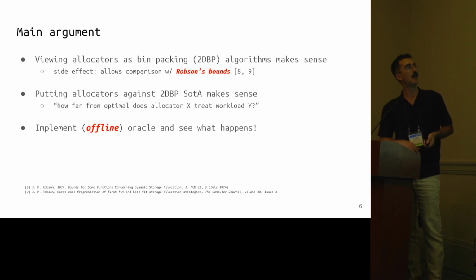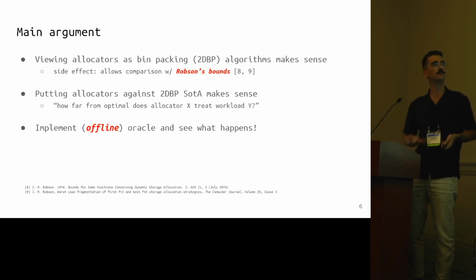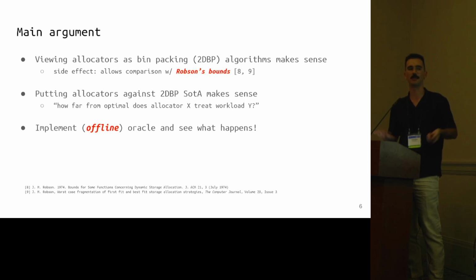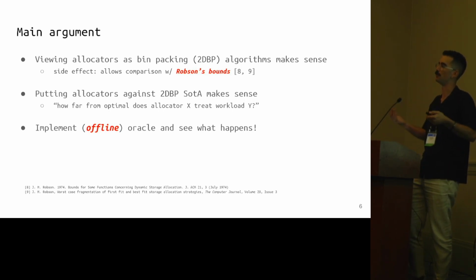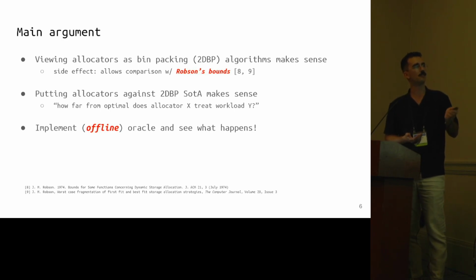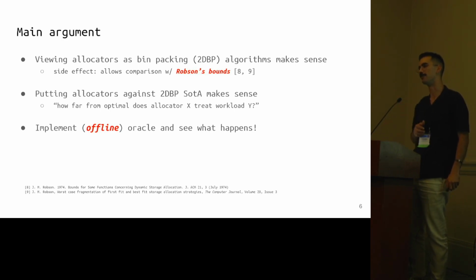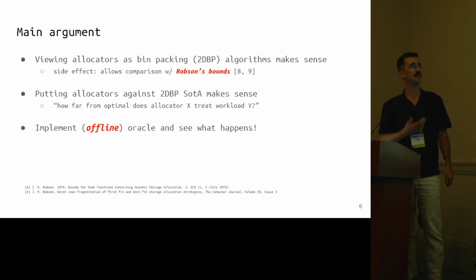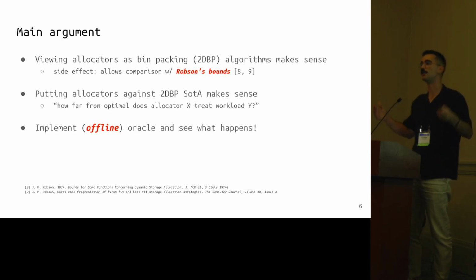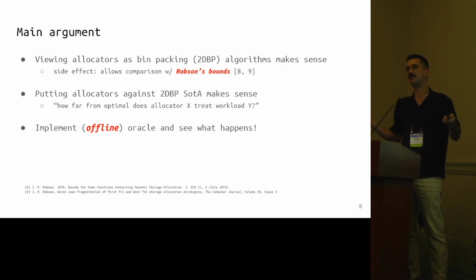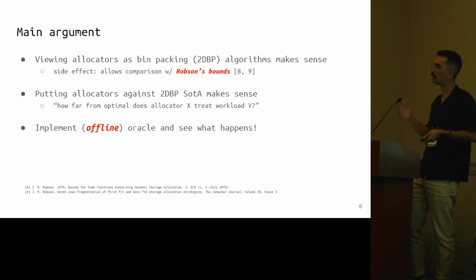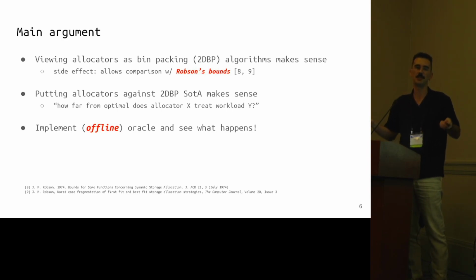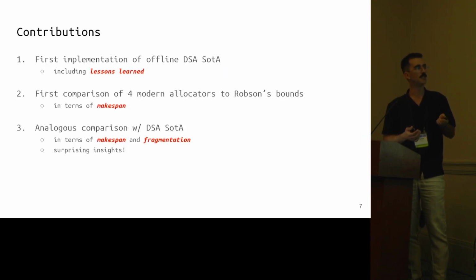Our main argument is that if it makes sense to view allocators as 2DBP agents, then we have some interesting side effects we can check research-wise, the simplest of which was actually proposed to us by the ISMM reviewers, which is to compare allocator placements with Robson's worst-case lower bounds about the makespan of placements. But if you follow this to its logical conclusion, then you think that you cannot avoid putting allocators against some offline oracle, some 2DBP offline algorithm that computes approximately optimal placements, and see for particular workloads how far an allocator achieves its makespan from the ideal one. So this is basically what we did here.